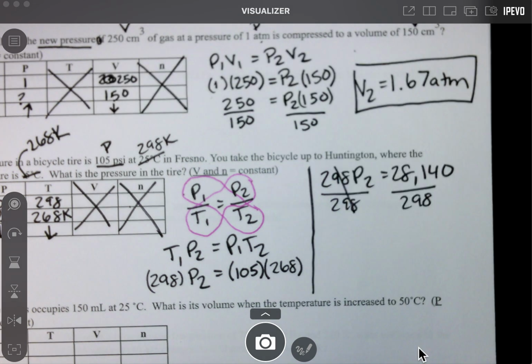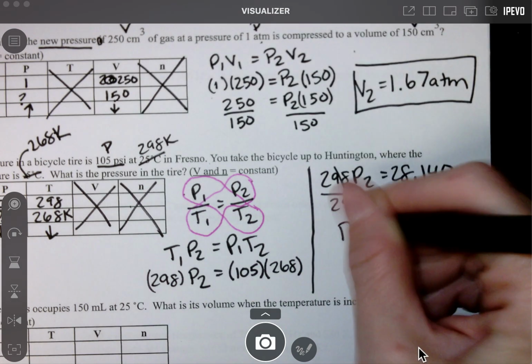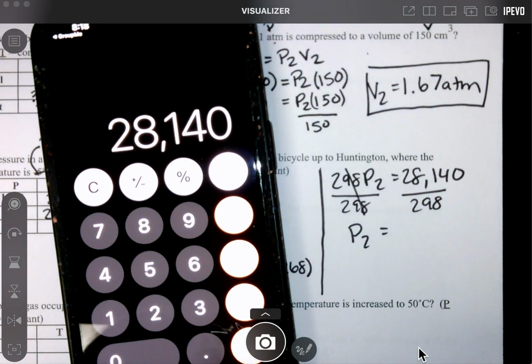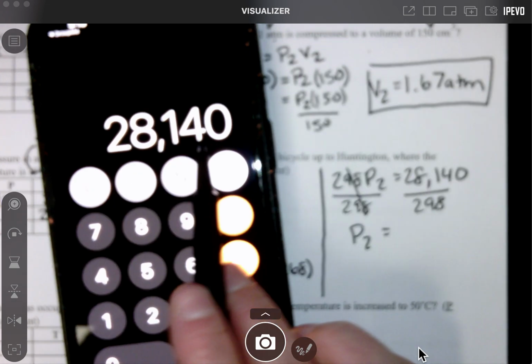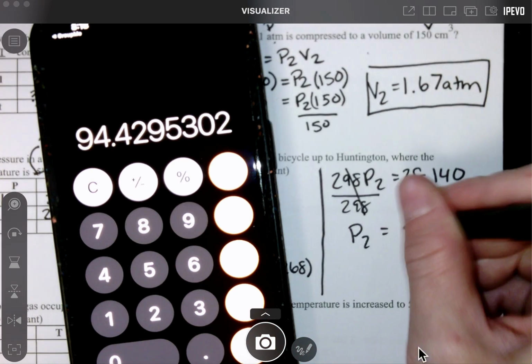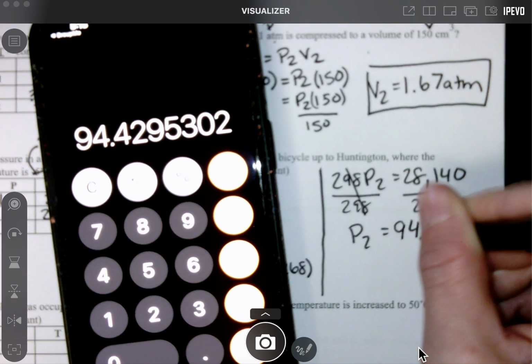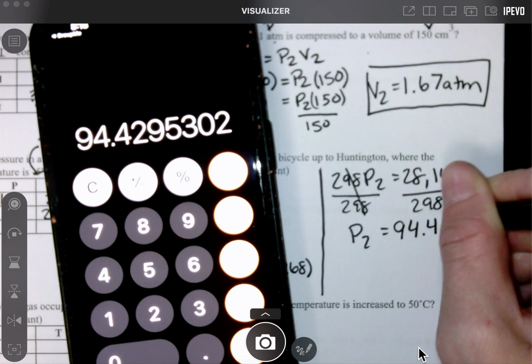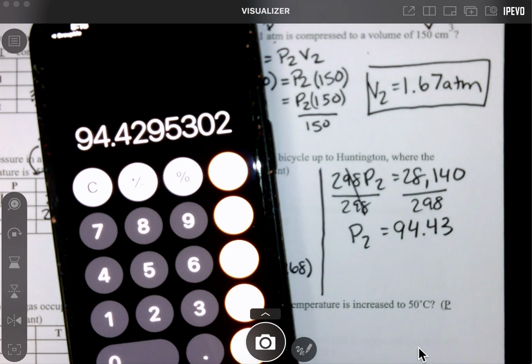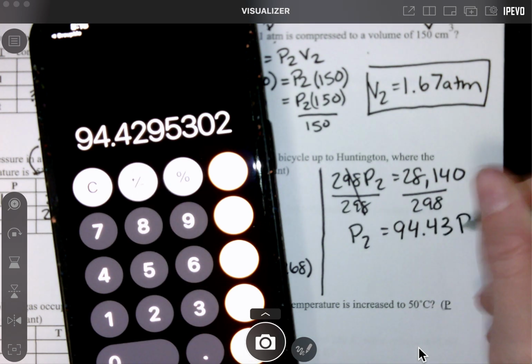Crosses out on that side. I'm left with P2. So 28,140 divided by 298. And we end up with 94.43 because I'm going to round this 2 because there's a 9 next to it. And my unit is PSI.